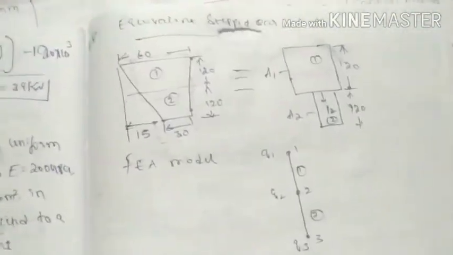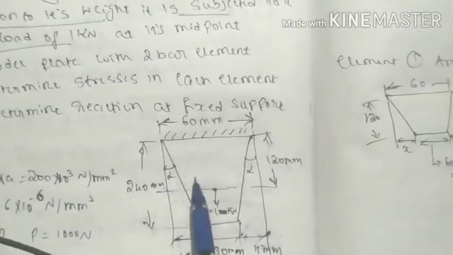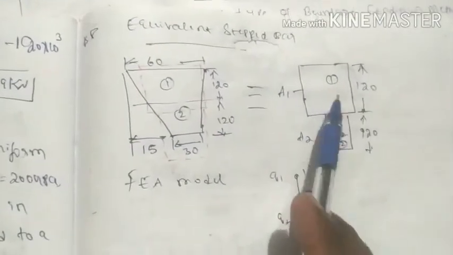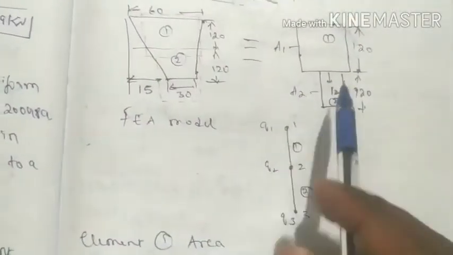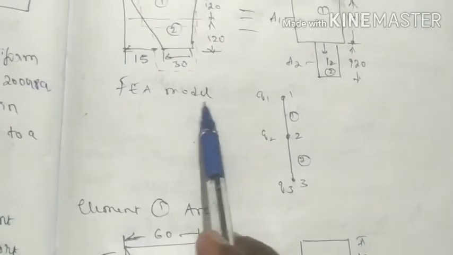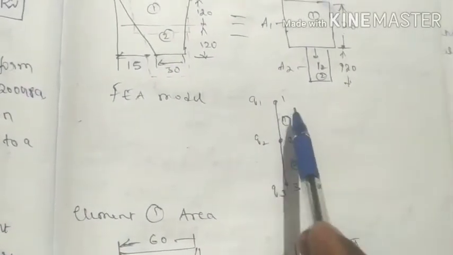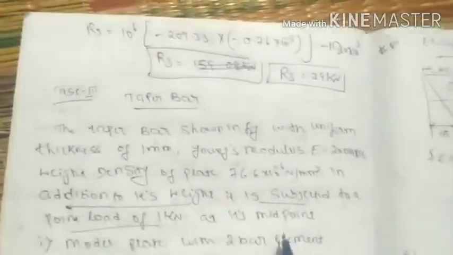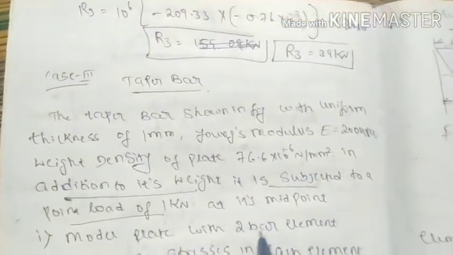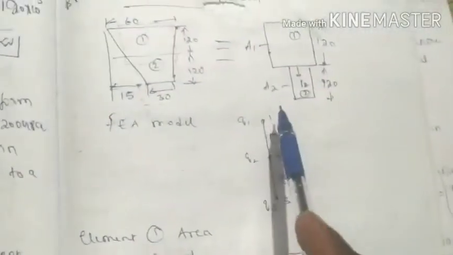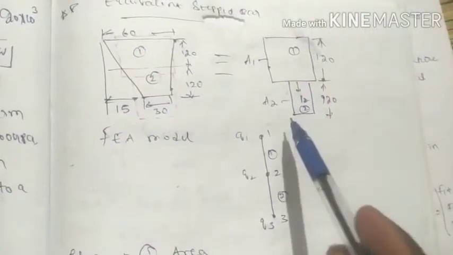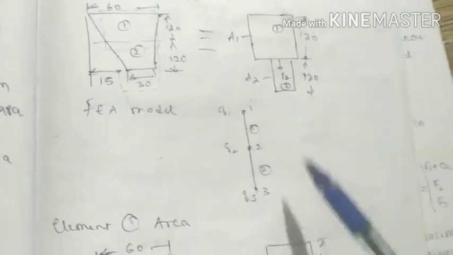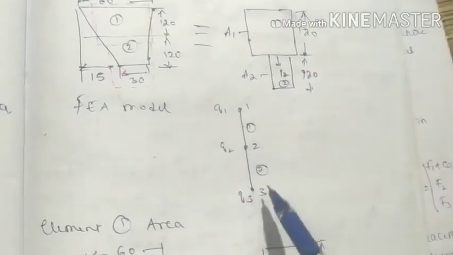Next, we need to convert it into an equivalent stepped bar. This is the equivalent stepped bar now, and we need to calculate the area. First step is to model the FEA model. It is placed vertically. As given in the problem, it is divided into 2 bar elements. Even if not given, I told you it looks like a stepped bar, so divide it into as many sections as there are. Here there are 2 sections, so 2 elements only. So the nodes become Q1, Q2, Q3.